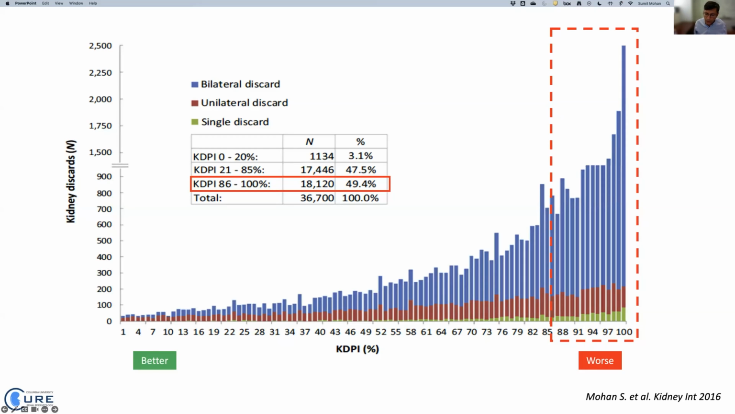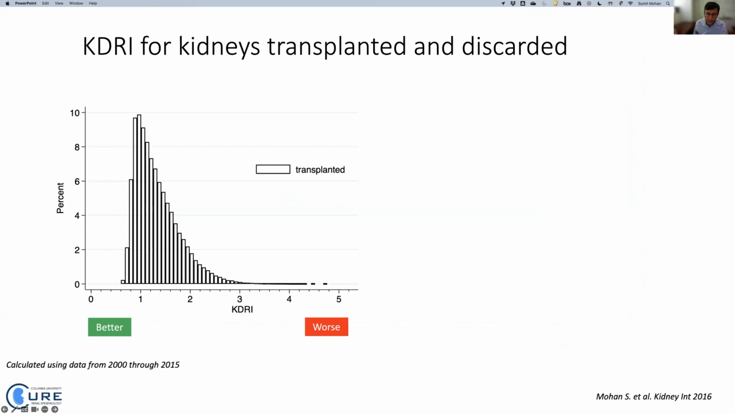Now, the problem with the percentile score is you're always going to have some kidneys that are 99, and you're always going to have some kidneys that are 1, because you're ranking kidneys. So sometimes it's easier to look at the raw score and see how these kidneys do. If I take the KDRI, which is the raw score, and I make a histogram of these kidneys, this is what I get. The lower the KDRI, the better. The higher the KDRI, the worse. I get a histogram skewed towards the left, because as you would expect, more better quality kidneys are being transplanted, and fewer poor quality kidneys are being transplanted.